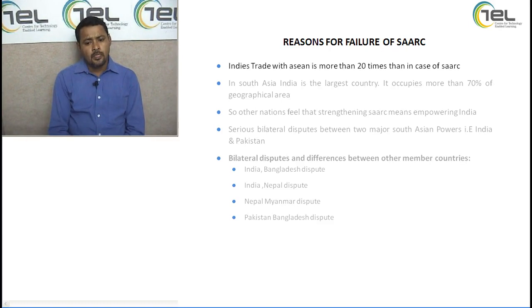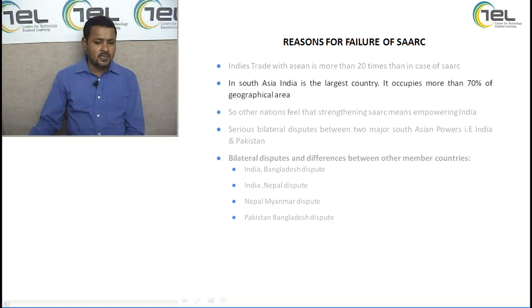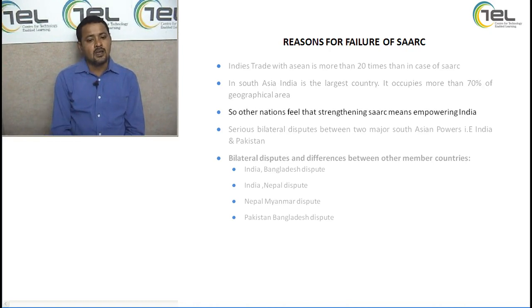But at the same time, SAARC is more powerful. It constitutes one quarter of the world's population. But still, it's a sheer failure, for the following reasons. In South Asia, India is the largest country. It occupies more than 70% of the area. Other nations feel that strengthening SAARC means empowering India. India is more developed than Pakistan, Sri Lanka, Bangladesh and others. It has more mighty power.